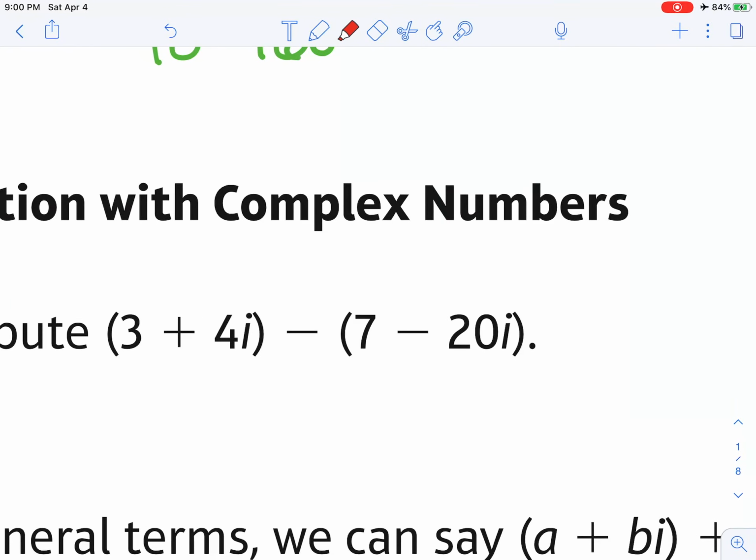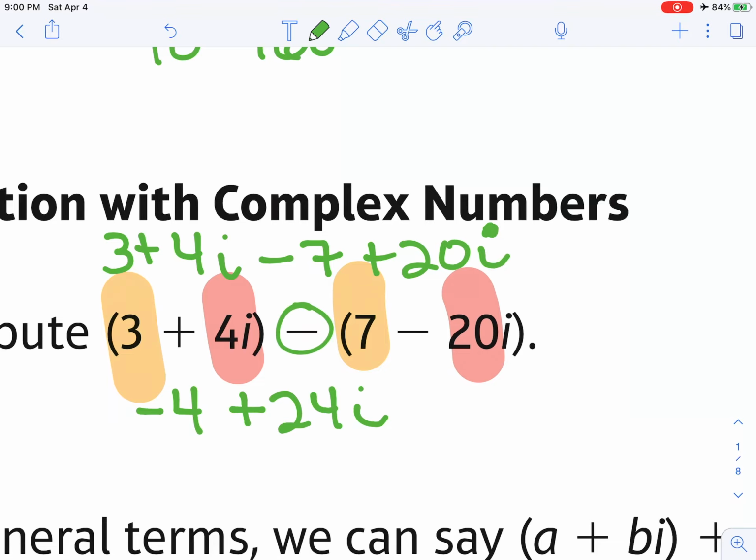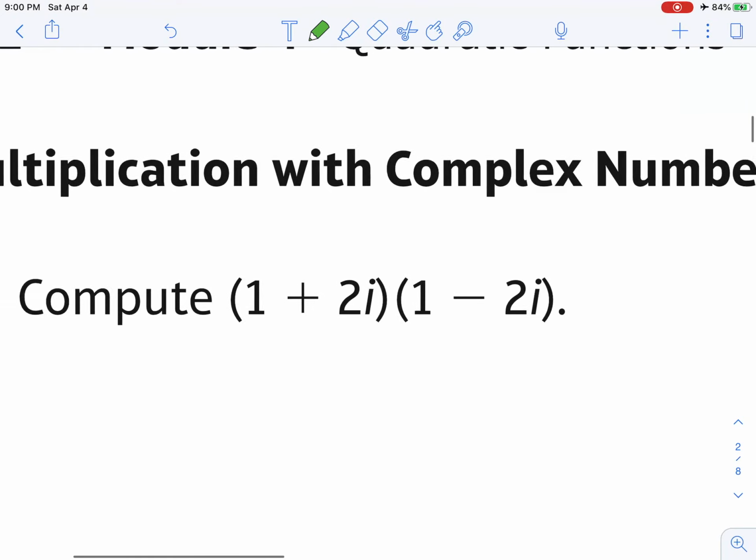Subtraction. We do the same thing. We have the reals that are going to get subtracted, and we have the imaginaries that are subtracted. So 3 minus 7. That would get negative 4. 4i minus negative 20i. That's going to get us plus 24i. And if some of you are having a tough time with that, it's because this negative would be distributed.